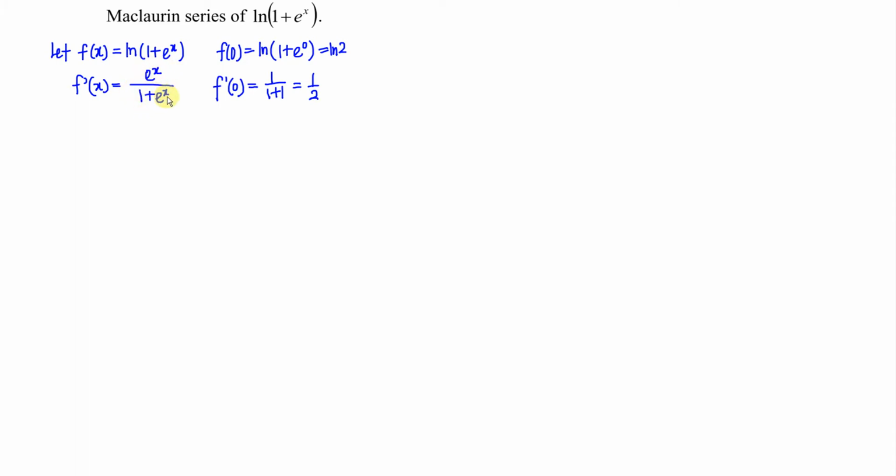If we would like to further differentiate this function, we will realize that this is a bit complicated. So to avoid differentiating a complicated function, we can actually use long division. Meaning to say, we first expand e^x in Maclaurin series. We know that e^x is equal to 1 + x + 1/2 x^2 + 1/6 x^3 + 1/24 x^4 and so on.